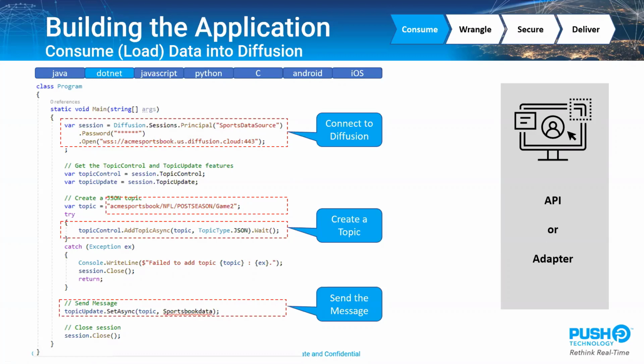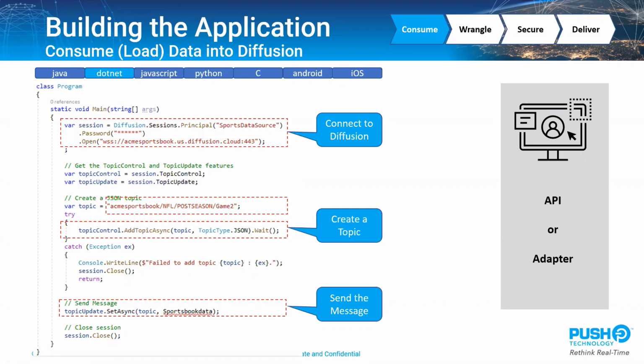Okay, and the way that they access it is through this one consistent process called a session, and then they connect into that specific session. So if I'm loading data into Diffusion, I want to create a topic. I want to create a structure that I start publishing into. It could very well be that, in Acme Sportsbook for NFL in the postseason, I want to start publishing against game 2. So we could dynamically specify what these topics are and start to publish and stream data into it.